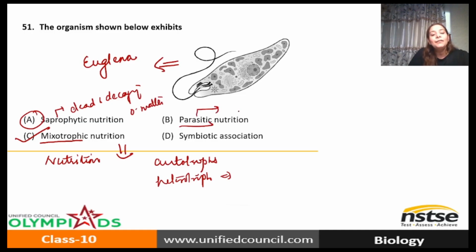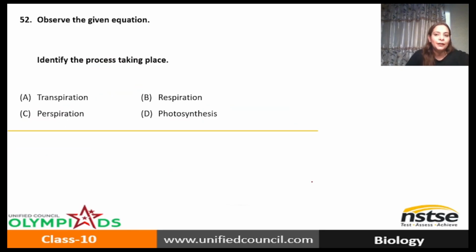Parasitic means deriving nutrition from the host, living in or outside the body of the host and obtaining its nutrition. Symbiotic is when two organisms, parasite and host, live together, and one of them gives shelter, and the other member obtains nutrition from the host. So this is what is symbiotic association. It's one of the applications of parasitic nutrition. So here the correct answer, student, is option C, mixotrophic nutrition.